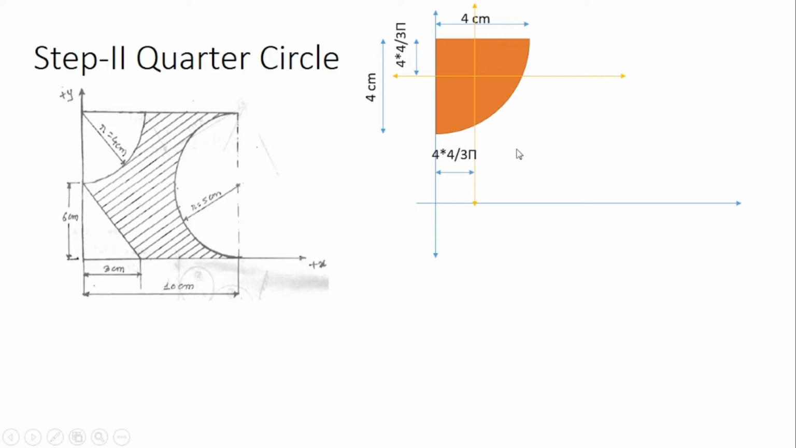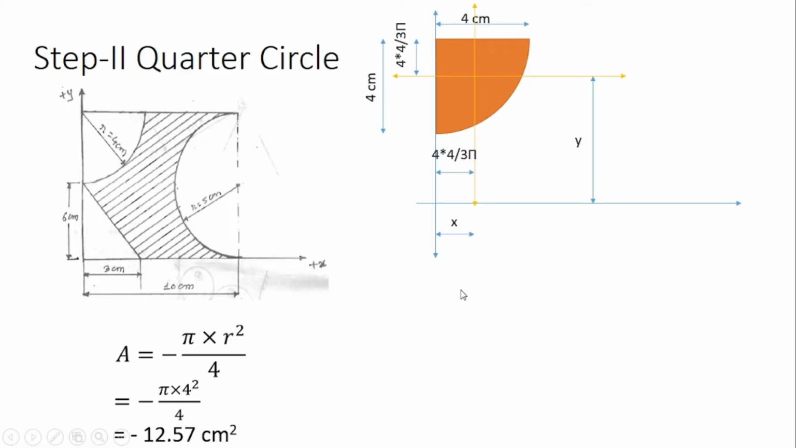Now x bar is nothing but the horizontal distance between the centroidal axis and the reference axis. So this is your x bar, and y bar is equal to the vertical distance between the centroidal axis and the reference axis. So x bar is clearly 4 into 4 divided by 3 pi, but the y bar value is somewhat different. So we will see that.